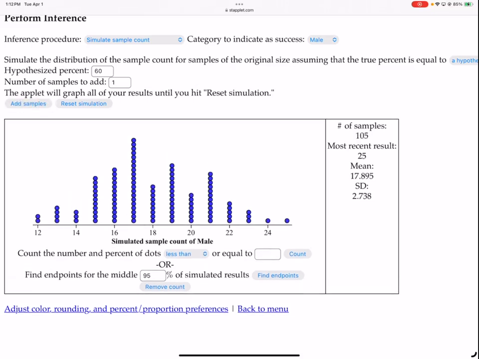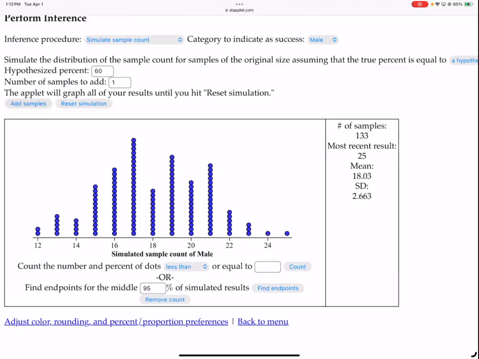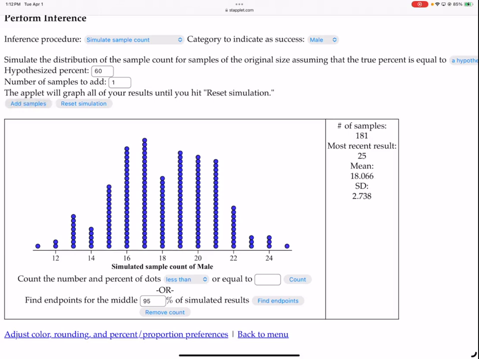If we keep adding, now you need to keep adding it as well. Yours, even though all of ours are all different, you should start seeing something that's happening. What is happening, people? Well, it's around, where is it centered? It's centered around 18. But what are you noticing about this as I keep adding?